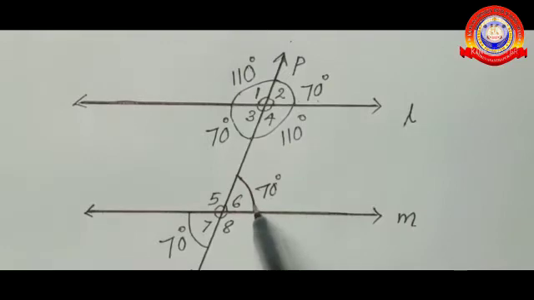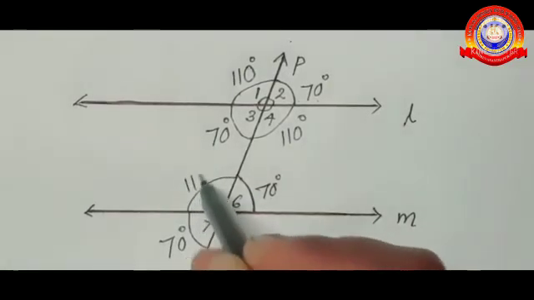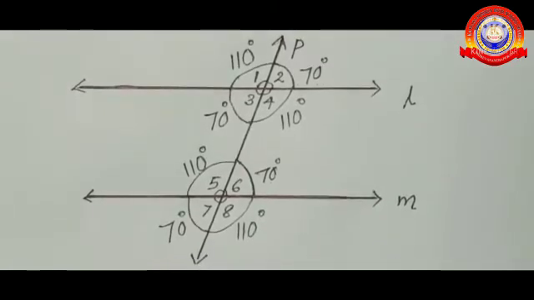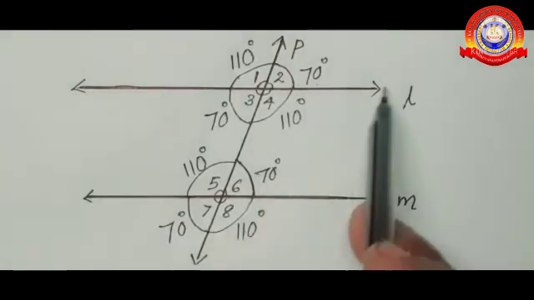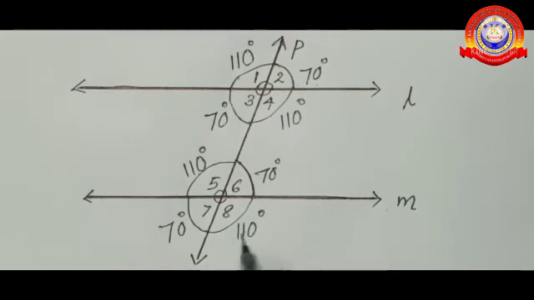Similarly, angle 5 is equal to 110 degrees because angle 5 and angle 6 are linear pair. Then angle 8 and angle 5 are vertically opposite. So angle 8 is equal to 110 degrees. Okay. So when a line cuts across a pair of parallel lines, 8 angles are formed.